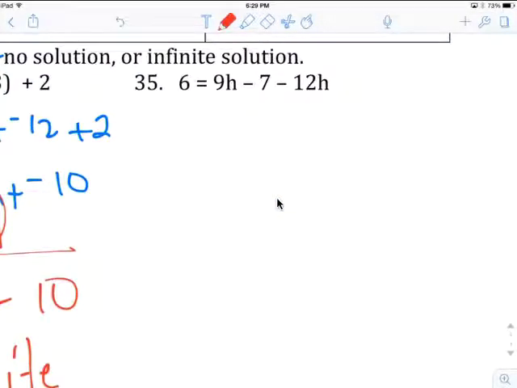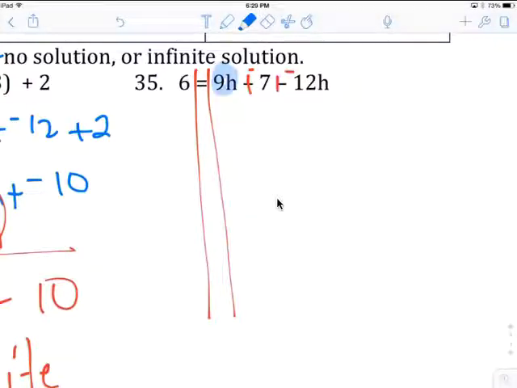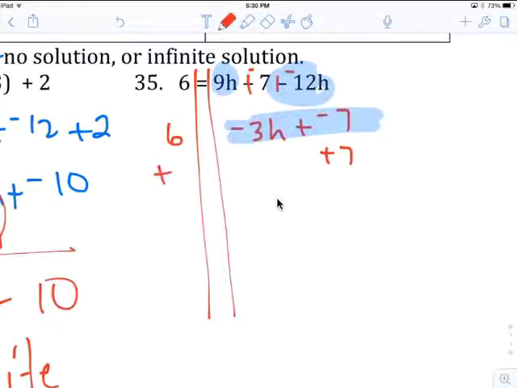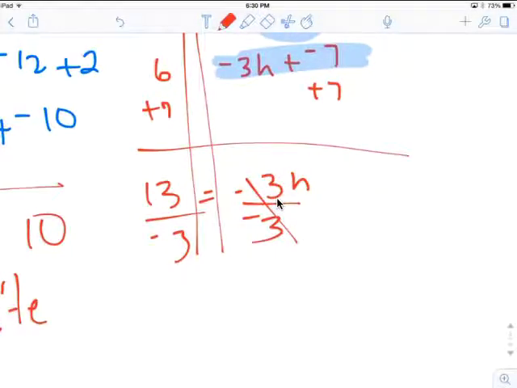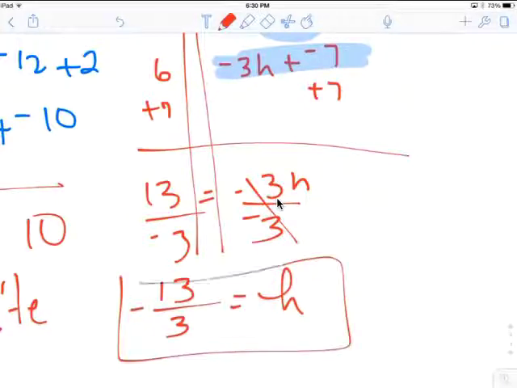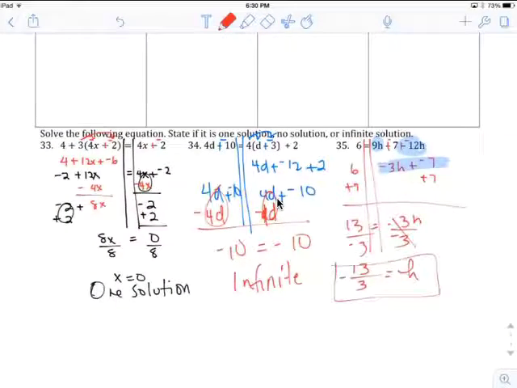And the last one here, additive inverse. These two are alike. You do 9 plus a negative 12, you get negative 3h plus a negative 7. 6, you need to make one of these equal to 0. It's more on that side. You add 7, you get 13 equals negative 3h, divide by negative 3. And then you can leave it as a fraction of negative 13 over 3, or I think 4.3 repeating negative if you use a calculator.